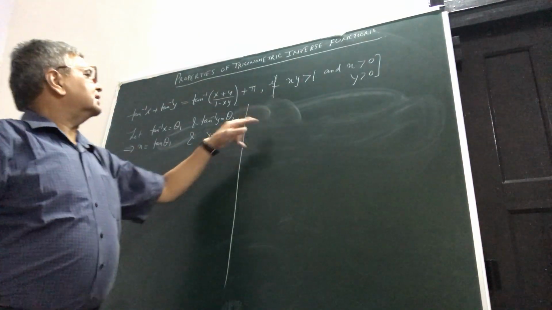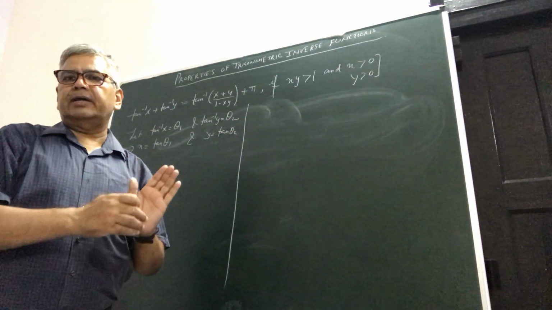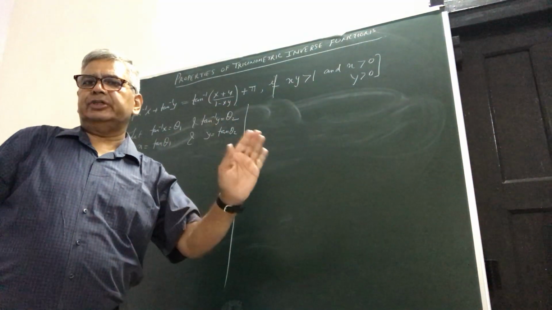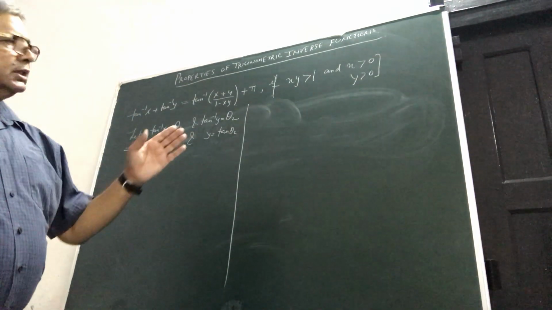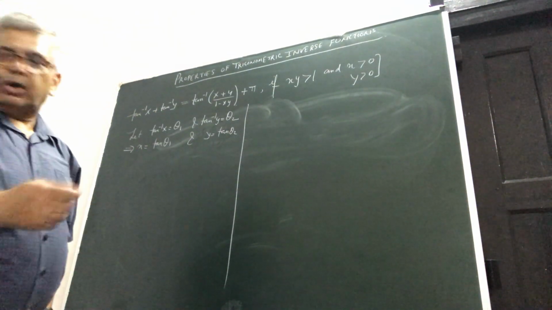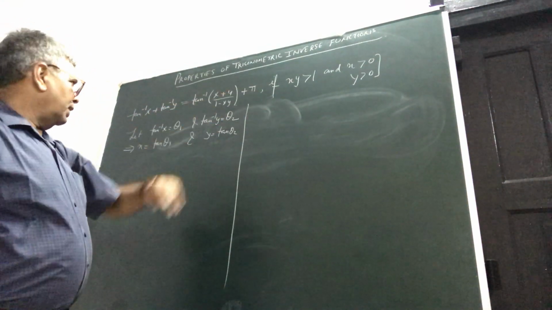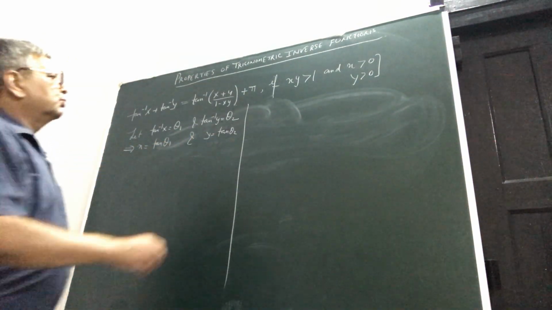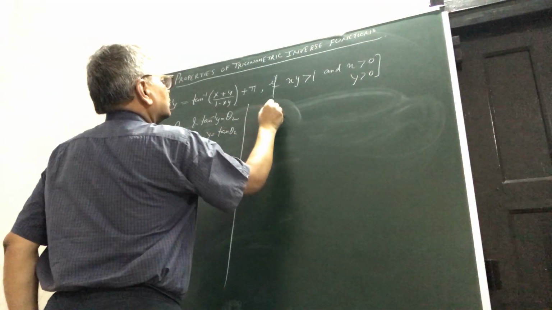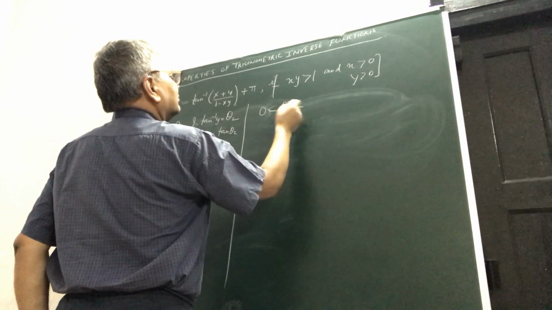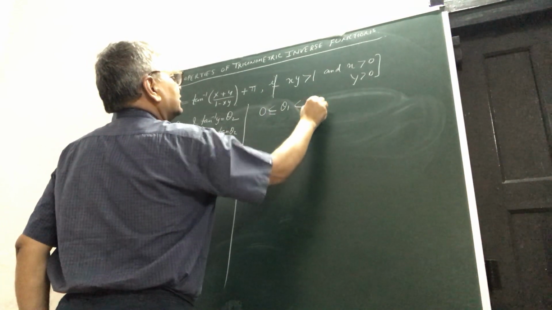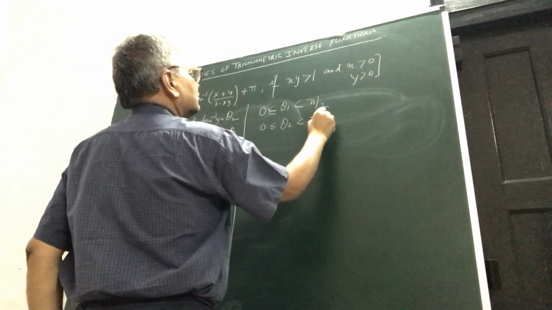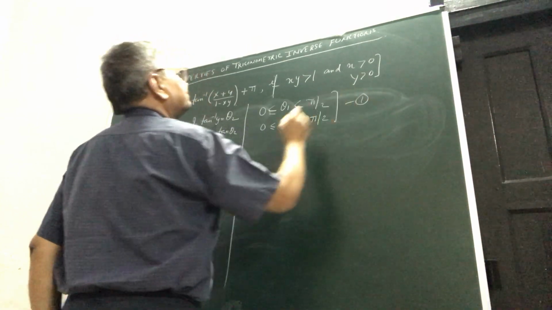The principal branch of tangent theta is what? Minus pi by 2 to plus pi by 2. From minus pi by 2 to 0 the values are negative, and from 0 to pi by 2 the values are positive. So here x is positive, y is positive, so obviously tangent theta 1 is positive and tangent theta 2 is positive. So both theta 1 and theta 2 lie between 0 and pi by 2, and likewise theta 2 will also lie between 0 and pi by 2. This is one result.